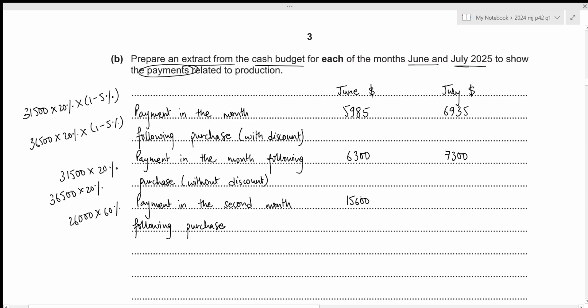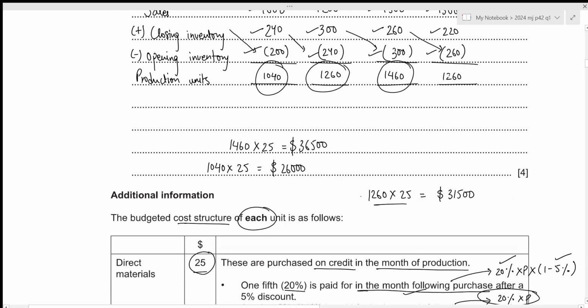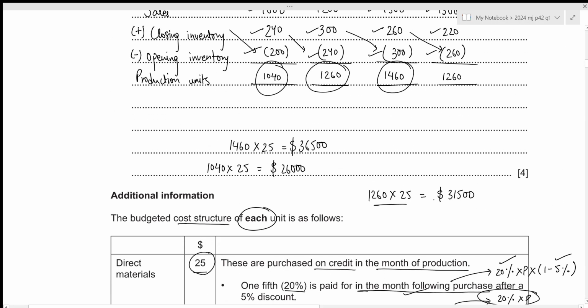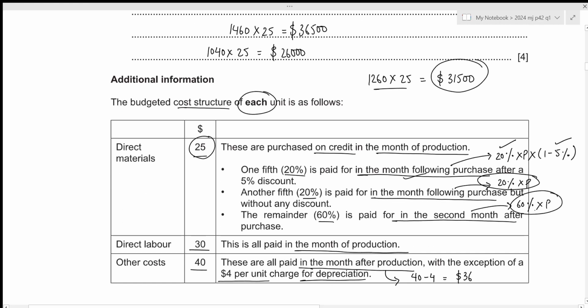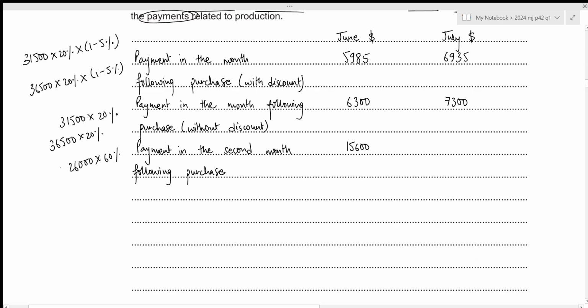Now we repeat the same process for the month of July. Again, we need to refer to the production units 2 months before July. That will be the month of May. And within May, we've already made the calculation that the total purchase value is 31,500. Now in the month of July, we'll be paying 60% of that amount. That will be 31,500 times 60%, which results in the value of 18,900. Now this is for the direct material.